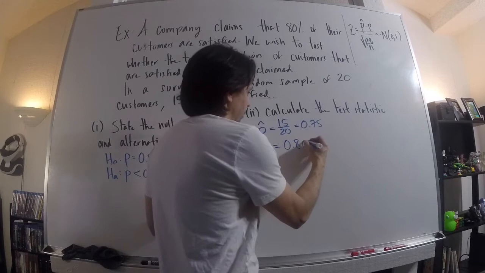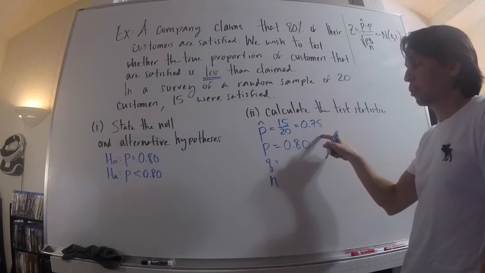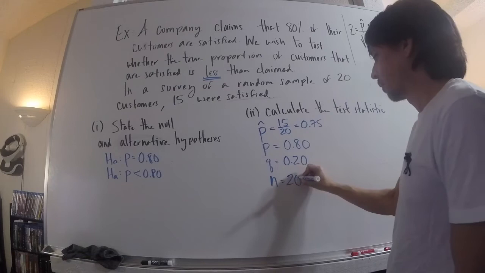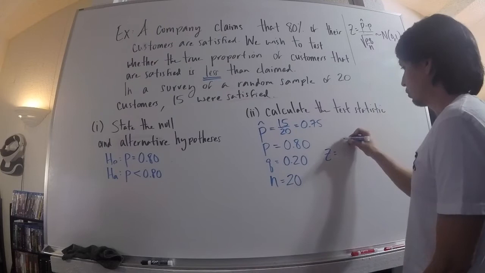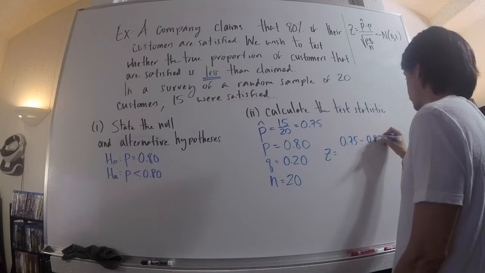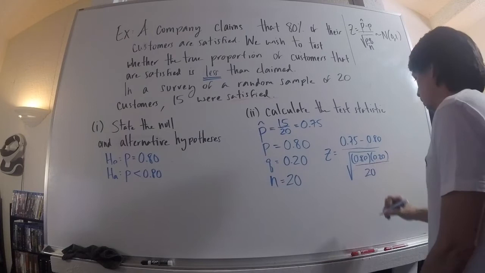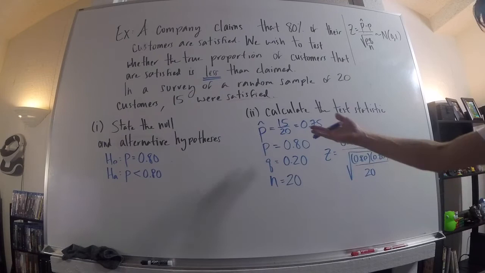And then Q that we need there, be aware it's not Q hat. Do not do 1 minus 0.75. Q is 1 minus P, which is going to be 0.20. So be careful about that. Look for the hats, and that one does not have a hat. N is our sample of 20. Okay, I'm ready to put it in my calculator here. Z is equal to P hat minus P, divided by the square root of P Q, and I'm putting the zeros, divided by 20. We have to be careful about how we type this in, so let's talk about this. But once I compute it, that's the test statistic.